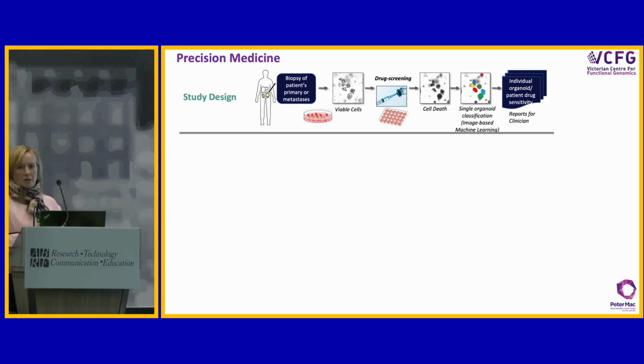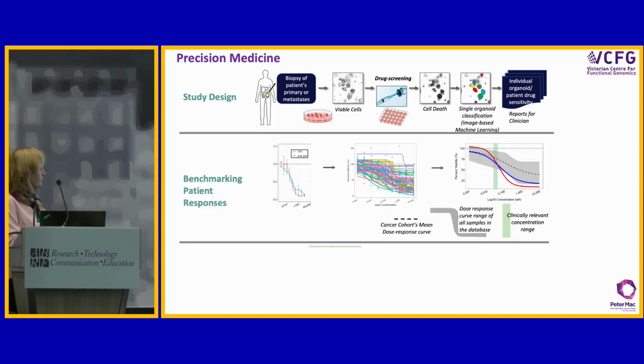So we're only taking the 3 standard of care agents for colorectal patients. We've got lots of replicates, big dose points, and we're just looking at death. But we're using our image-based classification that we just showed you and working out whether or not these patients would be sensitive to drug treatment.